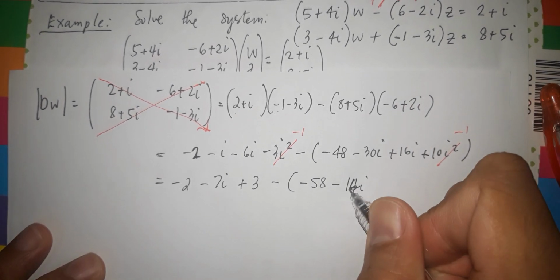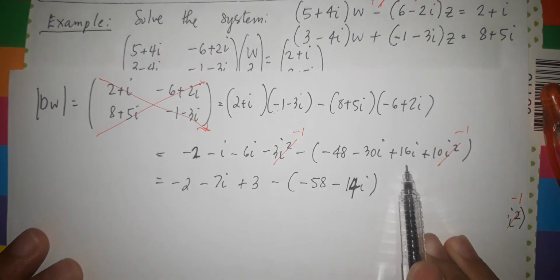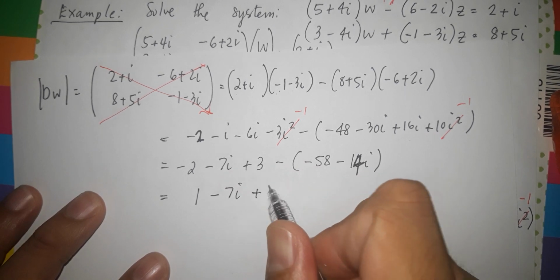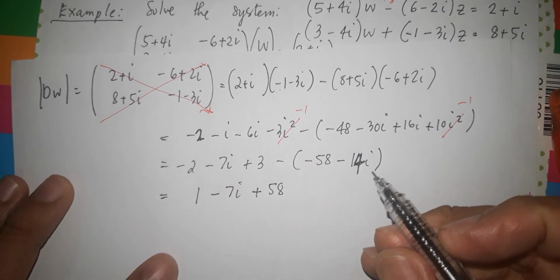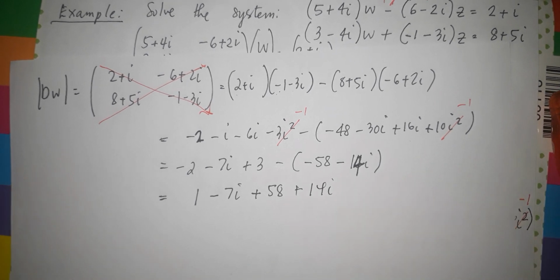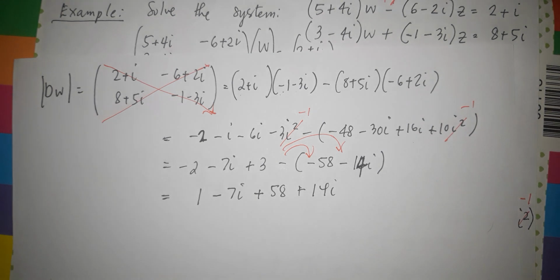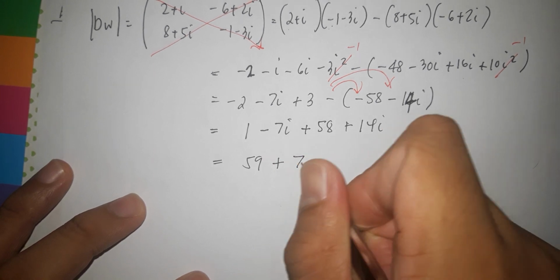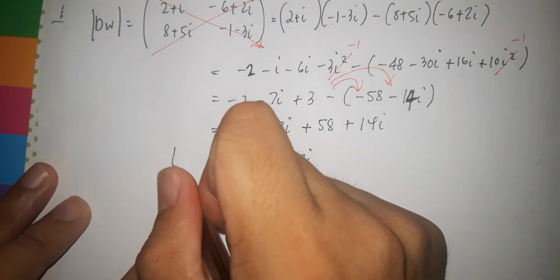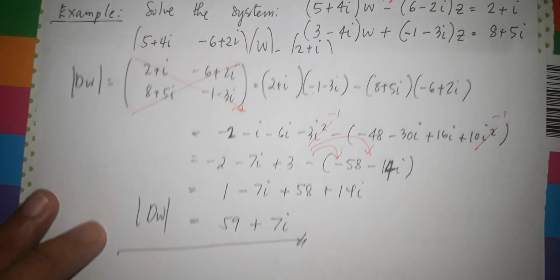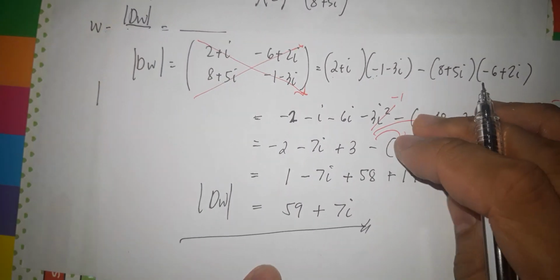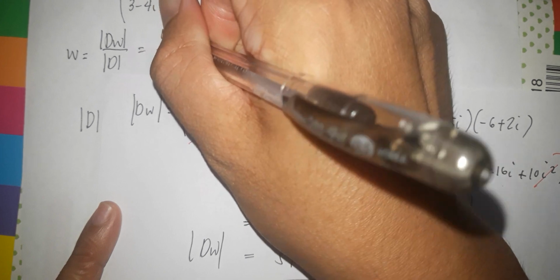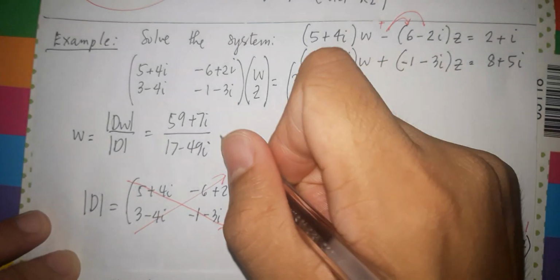Sorry, it's 14i: negative 30 plus 16 is negative 14i. So this is 1 minus 7i plus 58 plus 14i. You just have to distribute this negative here, that's why it's 58 plus 14i. And that's 59 plus 7i. So that will be our dW. Then dW therefore is 59 plus 7i, which will be our numerator. So how do you solve for this?